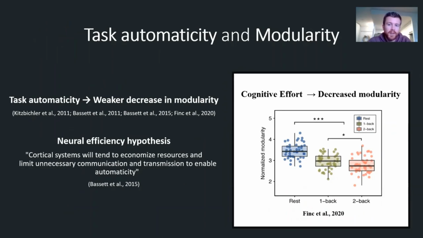So what changes in modularity do we expect to see as children's reading skills develop? Well, any cognitive function requires integration between systems, and that's going to directly reduce the modularity of the entire system. Interestingly, however, as a task becomes more automatized, we see a weaker decrease in modularity. So this effect here, where we see a decrease in modularity with cognitive effort, becomes less pronounced. This is explained by the neural efficiency hypothesis, which says that cortical systems will tend to limit any unnecessary communication as a process becomes more automatized.